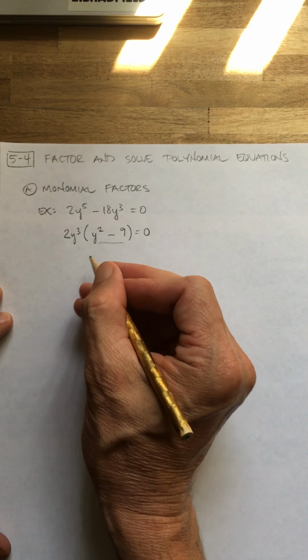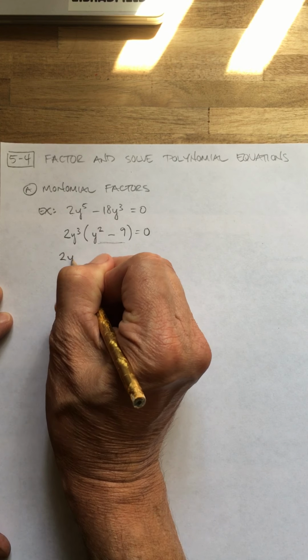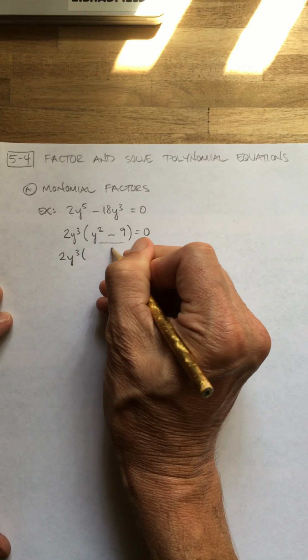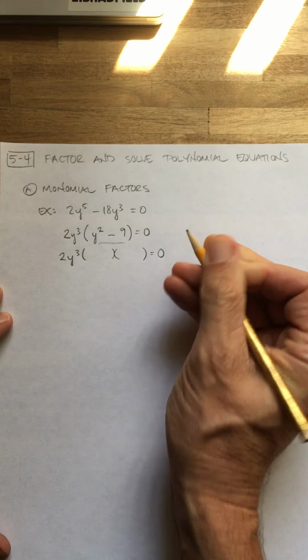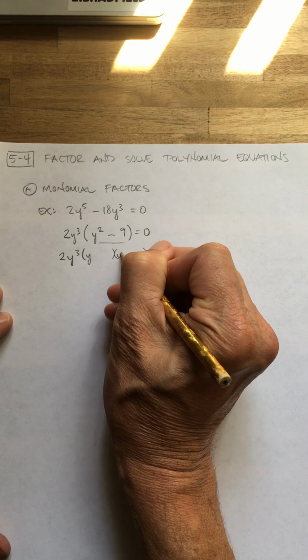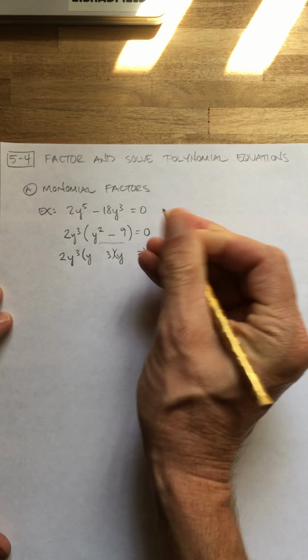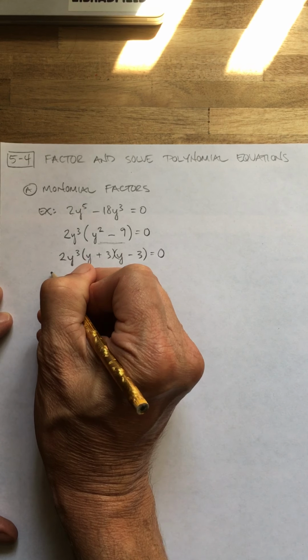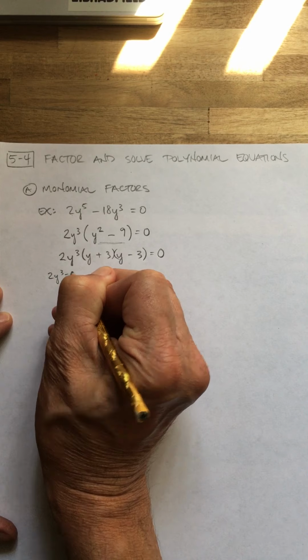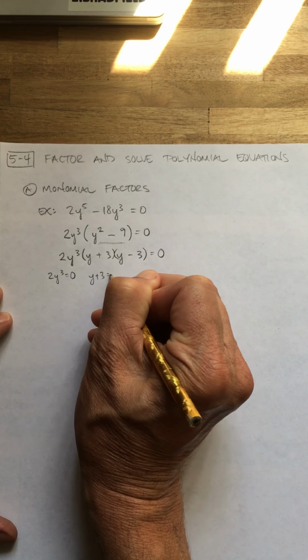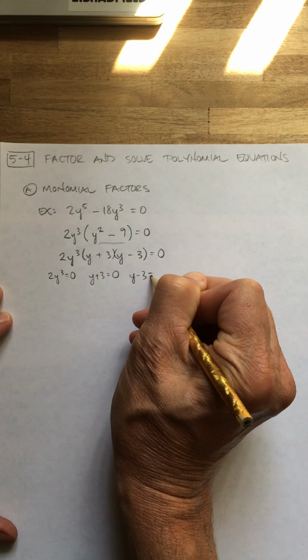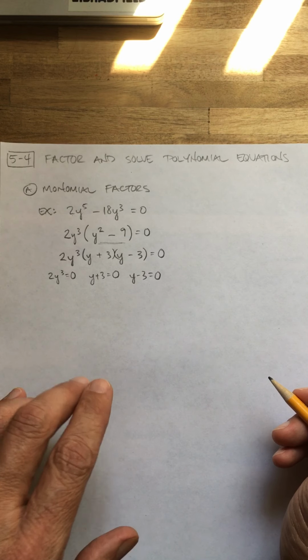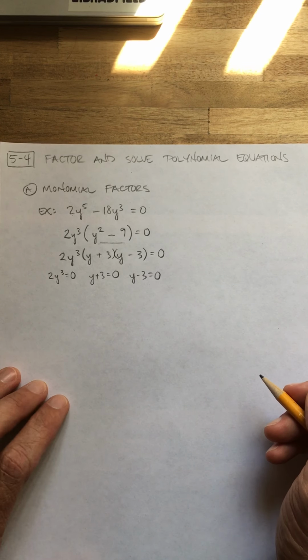Now it's factored, but if you notice, this can still be factored. That's a difference of squares, so we can finish factoring it as this, 2y cubed. This will factor into this, equals 0. And so we have y here and y here. We have 3 here, and plus and minus. And now we can solve by saying 2y cubed equals 0, y plus 3 equals 0, and y minus 3 equals 0. Okay, so you can solve from there, okay?